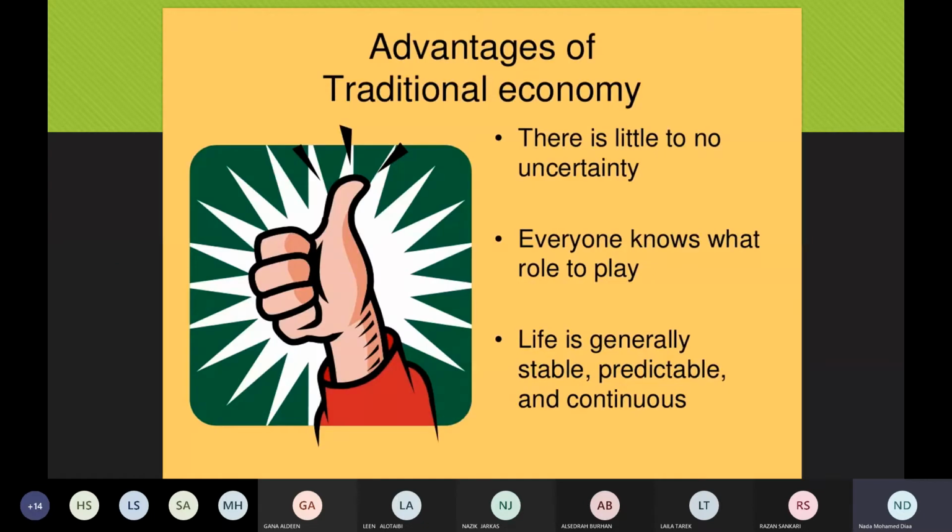Then what? Okay, again, an advantage of traditional economy. There is little to no uncertainty. So I am born with a father who used to fish, so I grow up to fish. I hunt, I grow up to hunt. Everyone knows what to do. Everyone knows which role to play.